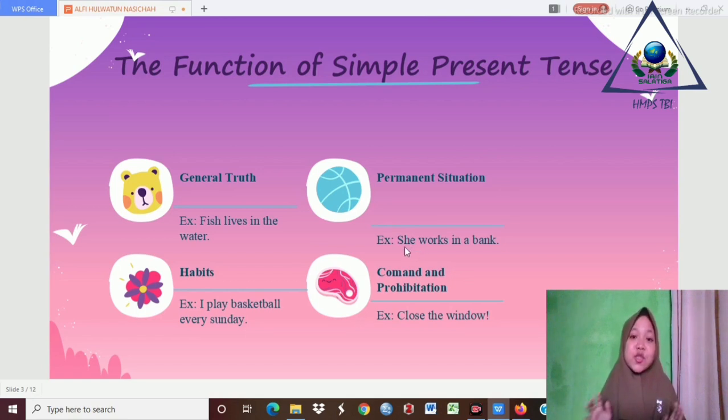And then third is to show habits. Example, I play basketball every Sunday. Every Sunday. It means that this is a habit. And then fourth is to show a command and also prohibition. For example, close the window.